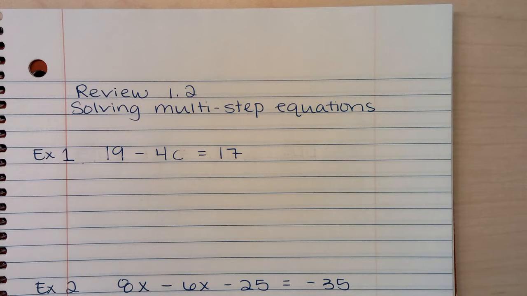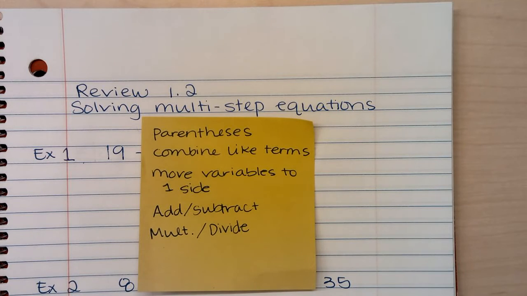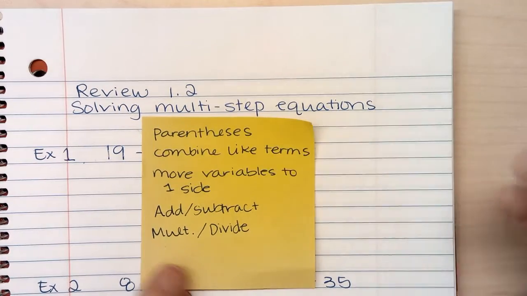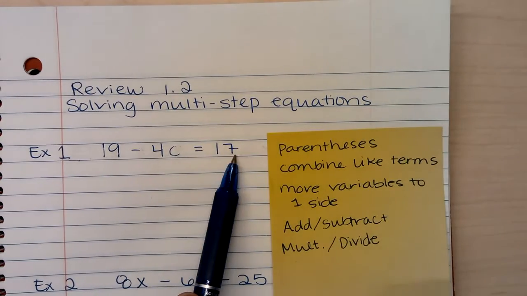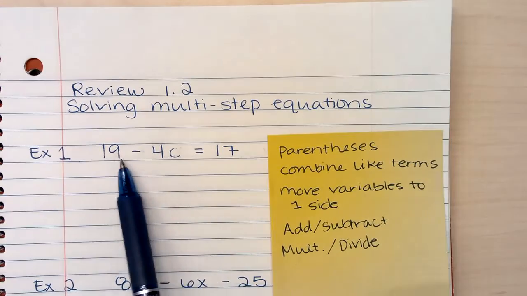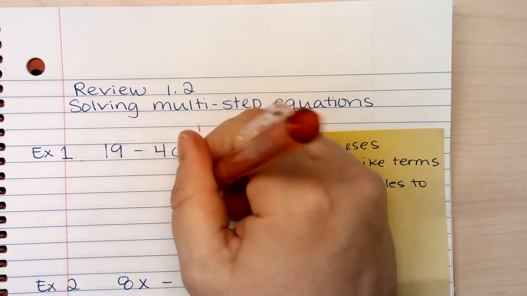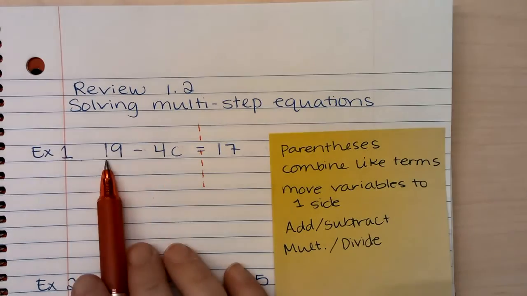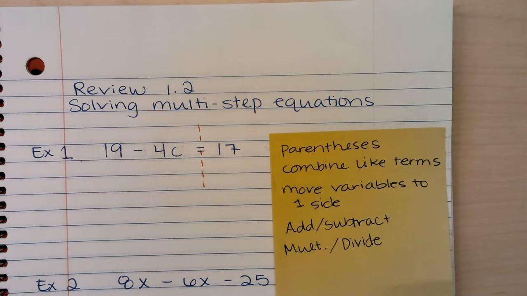So we kind of have some steps we need to take. I have this little post-it note here. We'll refer to it. Basically, you start wherever you need to on this list. So first we want to look for parentheses. In our first example, we don't have any parentheses, so we don't need to worry about that one. Combine like terms. Remember when we're first looking at this, we are looking at each side of the equal sign. I do not have like terms here or here, so we're done with that step as well.